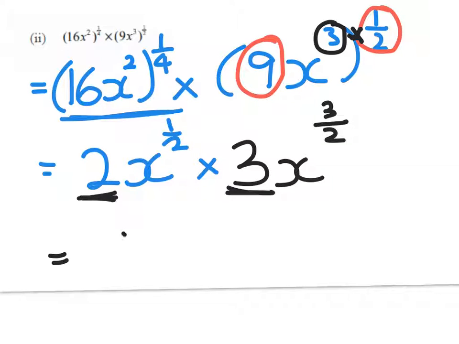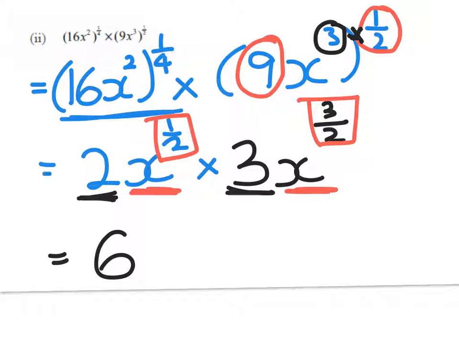Right, now we use our rules that tell us in here we multiply the 2 and the 3 together and we get 6. Here I've got an x to the power of something, and here I've got an x to the power of something. So we take the exponents and we add them together and we get x to the power of 2. 1/2 plus 3/2 is just 2. So that's 6x squared. Alright, so that's another achieved code.